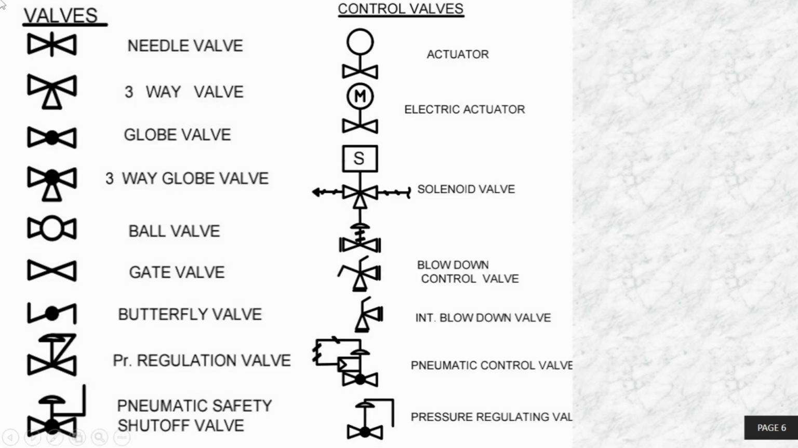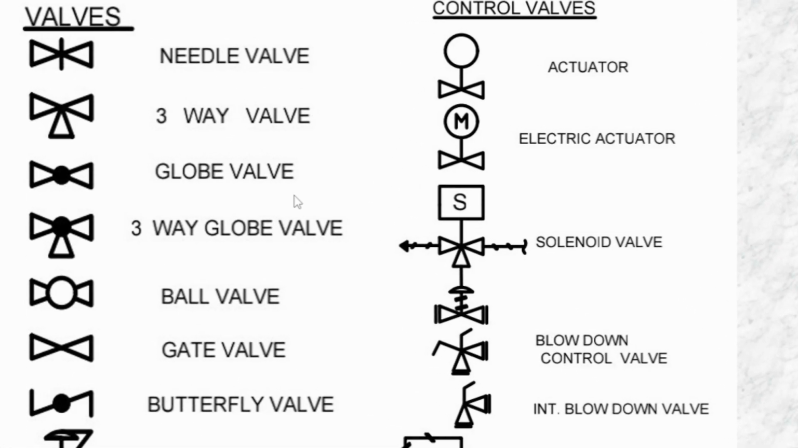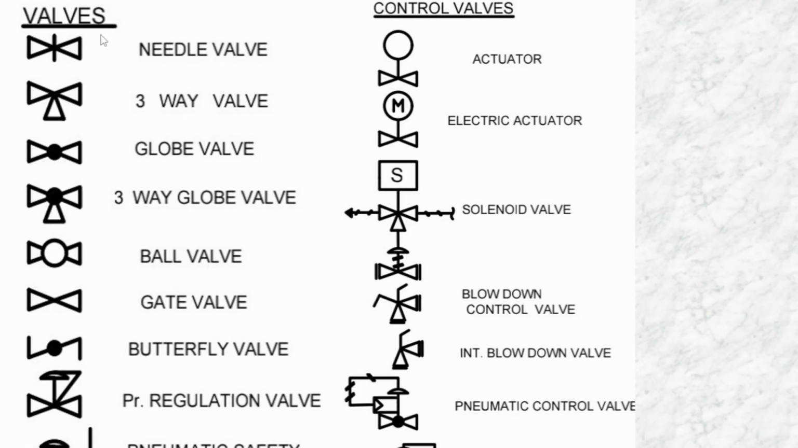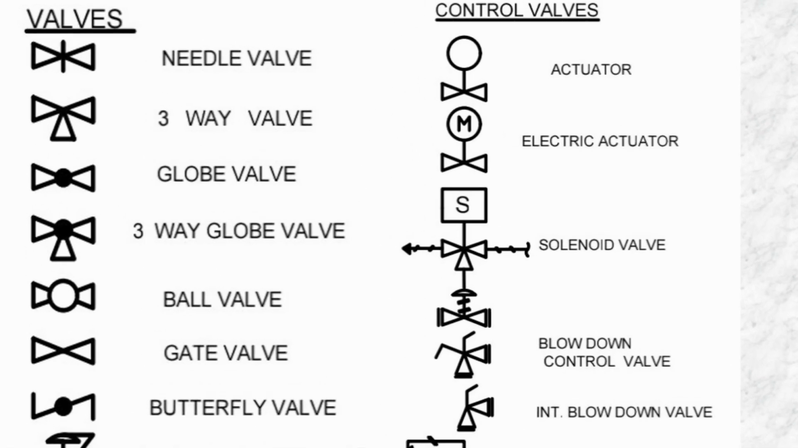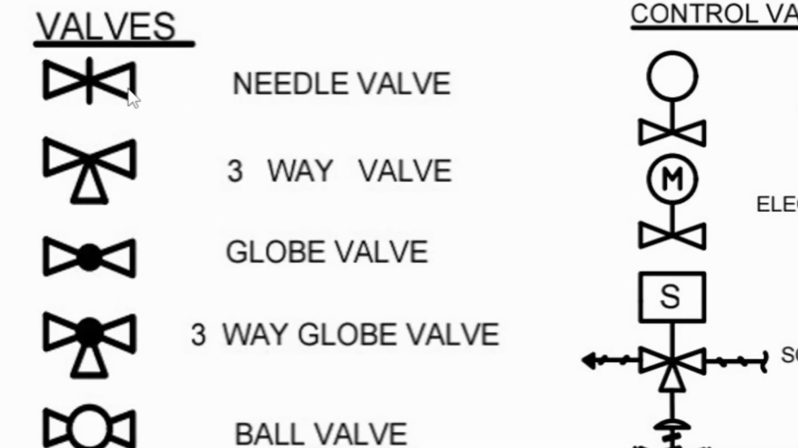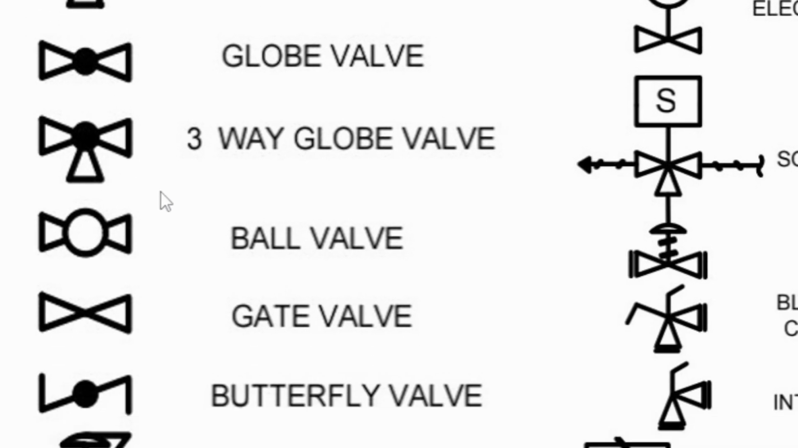This is how we represent it. This thing will not be written in the drawing. We have to understand everything from the symbols only. So we have to take care of the symbols and remember them. See how a needle valve is shown, how a three-way valve is shown, how a globe valve is shown, how a three-way globe valve is shown. You should remember the difference between them. Then only you can understand.